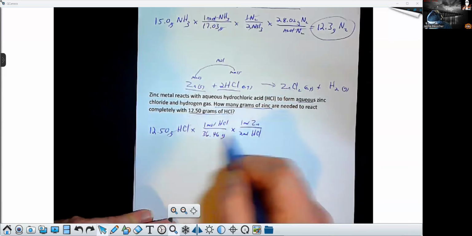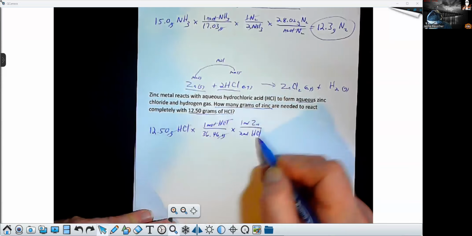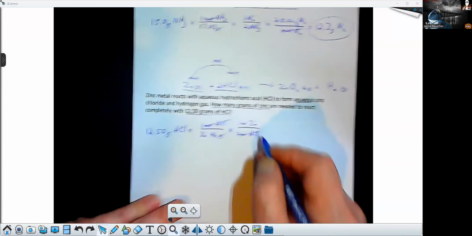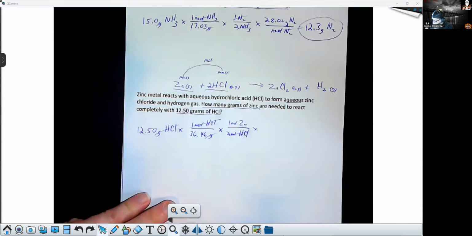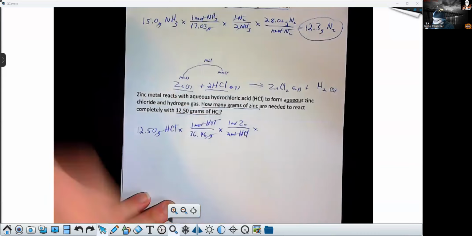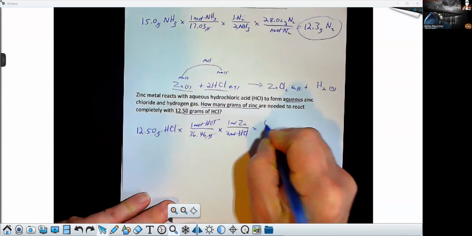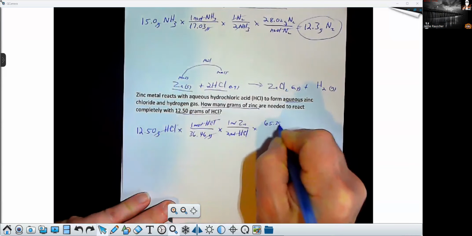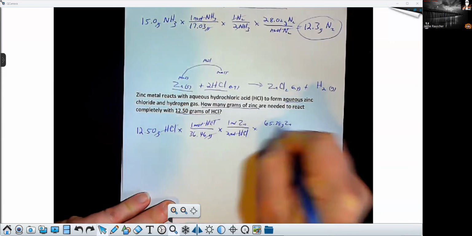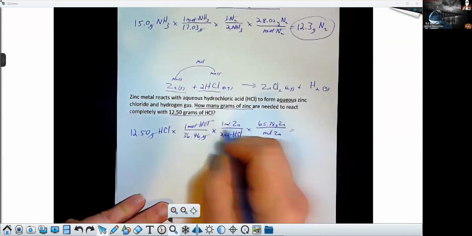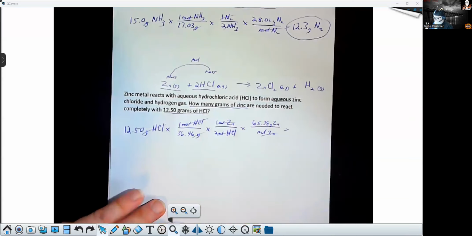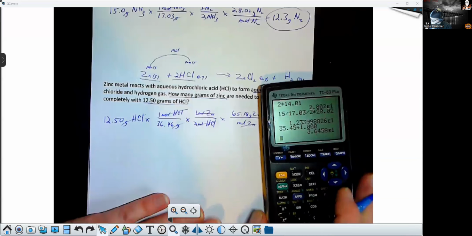So grams HCl, mole HCl, mole HCl. We're in mole zinc now, right? So now we've got to convert from moles of zinc to mass of zinc. We need to use the molar mass of zinc. So zinc is 65.38. So that's going to be 65.38 grams of zinc per mole of zinc. So moles of zinc cancel. We're in grams of zinc. Now we just have to do the calculation.